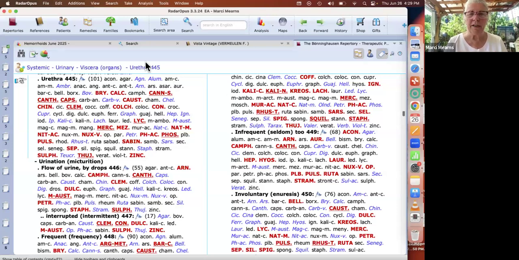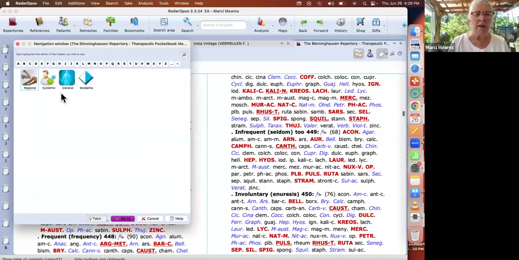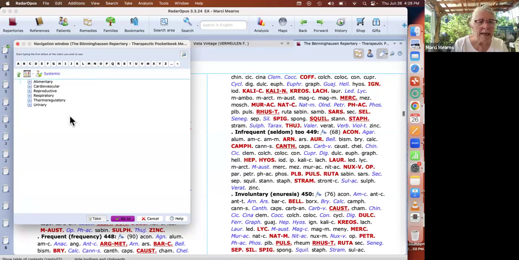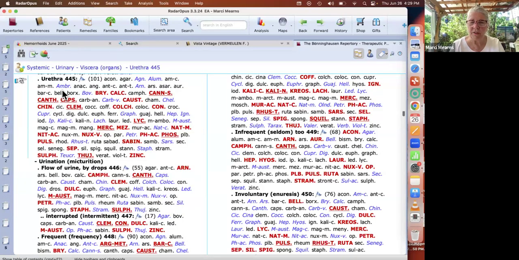If you're not sure how to do that, when you get into Boenninghausen's Therapeutic Pocketbook, it's laid out a little bit differently. But up here where we have the binoculars, you're going to get your navigation window. And in this instance, just open up systemic. And this is going to be the urinary tract, the viscera, and here's the urethra. Boom. You see how simple that was? It's simple when you know what you're doing, right? But that's the point of these sessions.